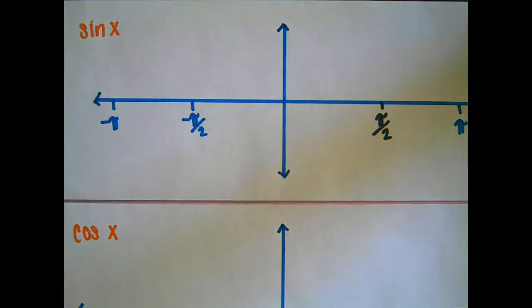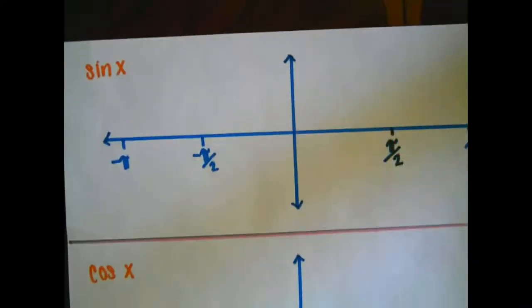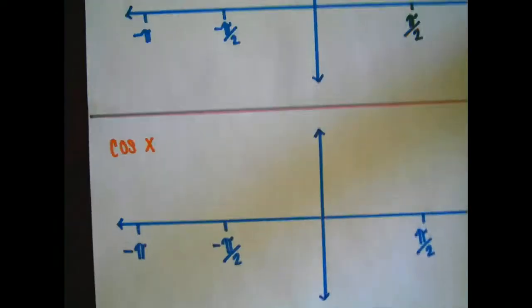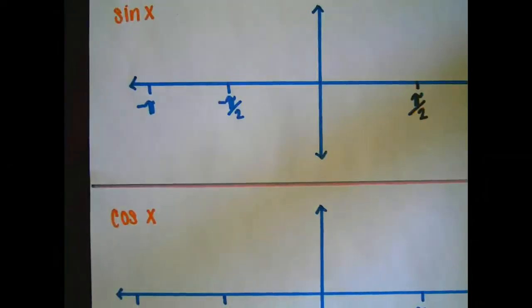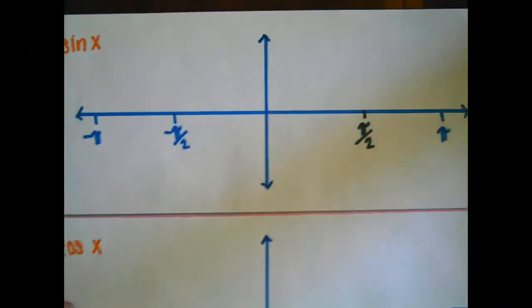Alright you guys, this video goes over the graphs of the 6 basic trig functions. You guys are welcome to copy this down, but you don't have to. I basically just took a sheet of paper, folded it into thirds, and traced it, and then drew 3 coordinate planes. Alright, sine. Sine, if you guys remember, repeats itself every 2 pi.